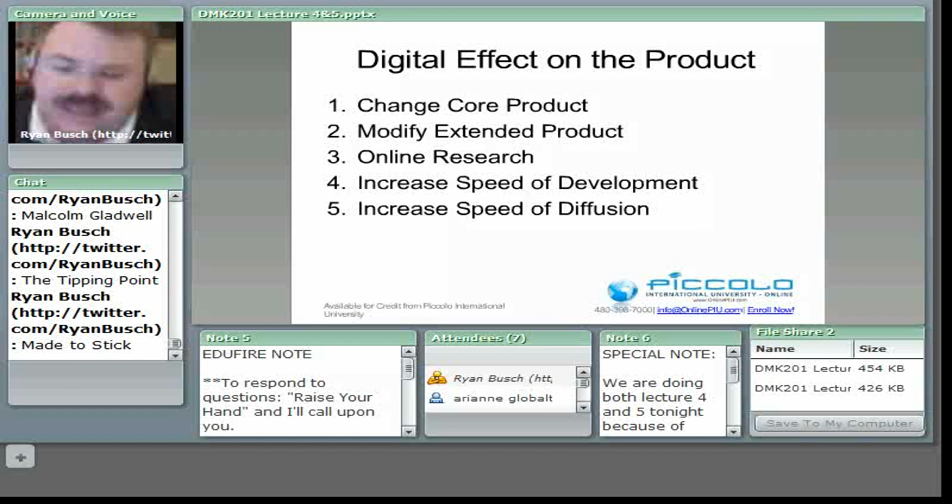To kind of summarize that again, it's important to understand those concepts for the product itself. The digital realm has had major effects in five different ways, really, on how products are marketed, on those marketing variables. So when we are considering our strategies, we want to think very carefully about how the internet will affect the product or service that we work with in these concepts: core product, the extension of the product line, what can online research do for us as part of our strategy and execution process, and how can we use the digital world to speed our development process and to speed our diffusion process?